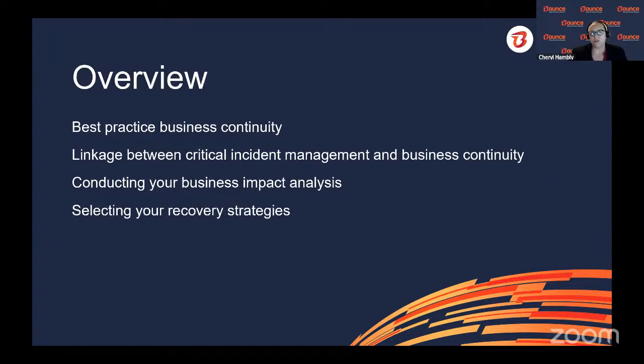What we'll go through is the best practice. There are 7 or so steps in terms of building out your business continuity program. We'll go through the linkage between critical incident management and business continuity. We'll go through conducting a business impact analysis and run through what that entails, and also the process of selecting your recovery strategies, which are key elements for building out your business continuity program.